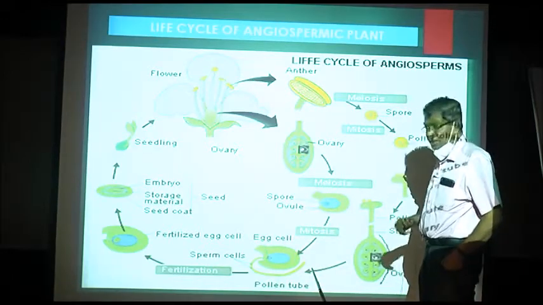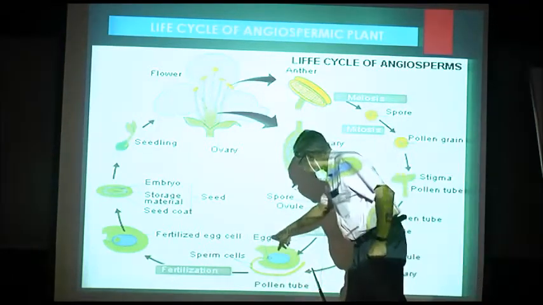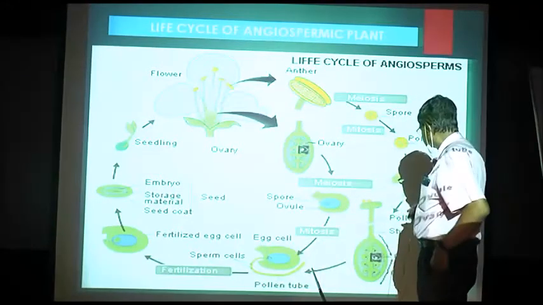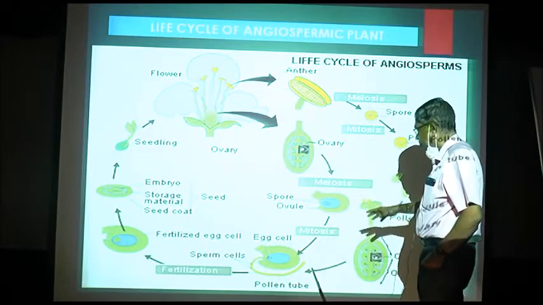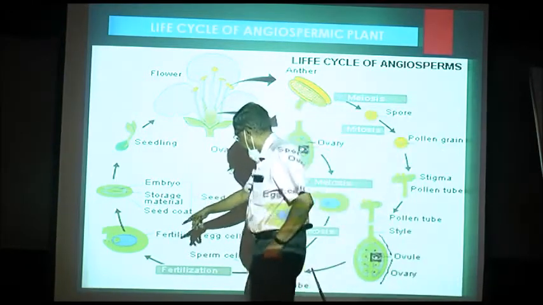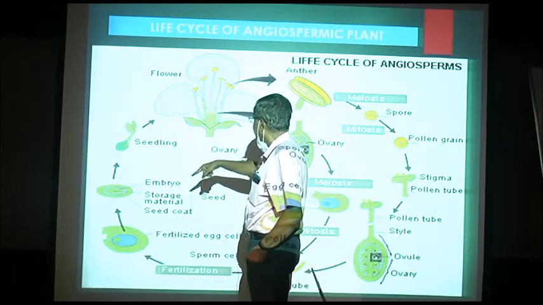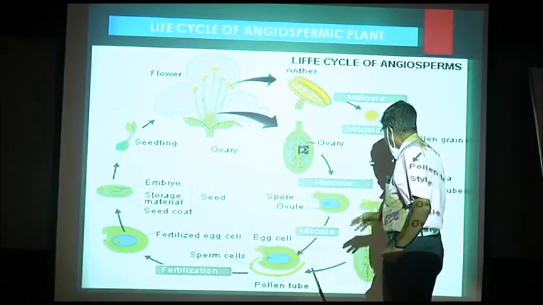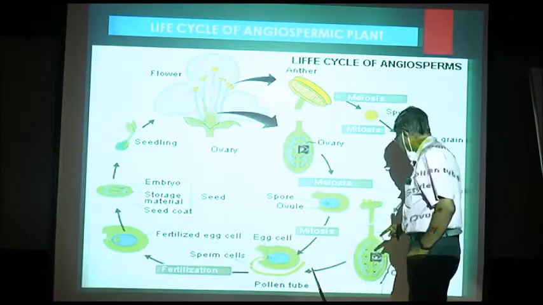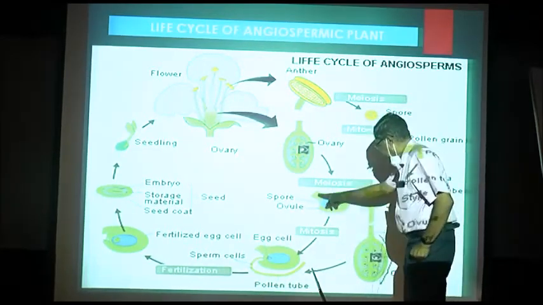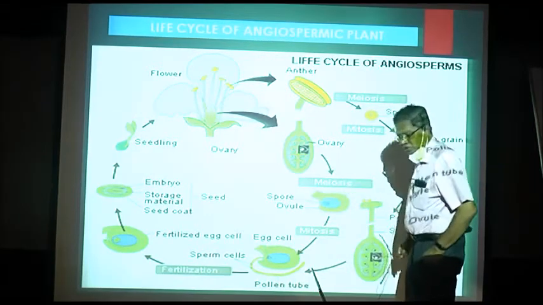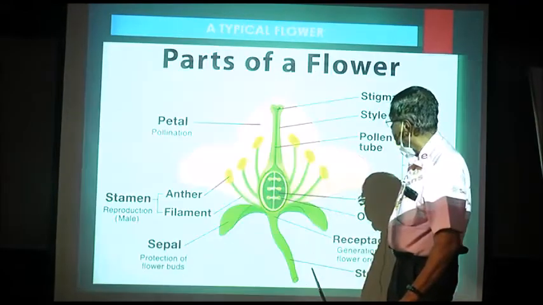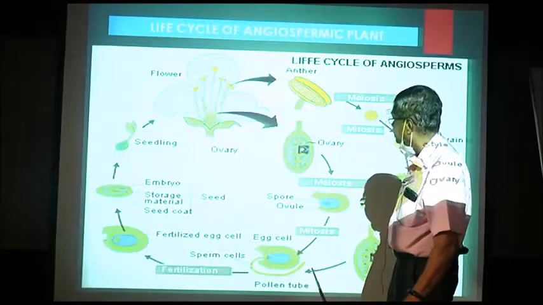It is not shown here. Embryo sac, which has an egg cell. We will see it a little later. Now the egg and the male nucleus combine to form zygote, and the zygote again develops into sporophyte. So the gametophytic generation here is restricted only to this portion. The rest of the portion is sporophytic generation, and it is dominating.